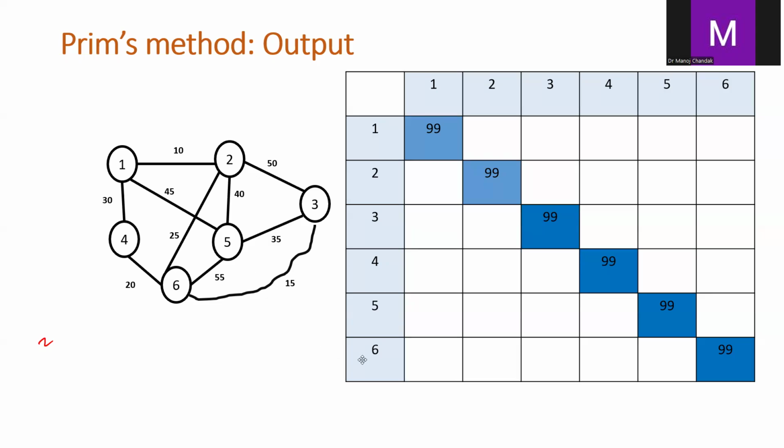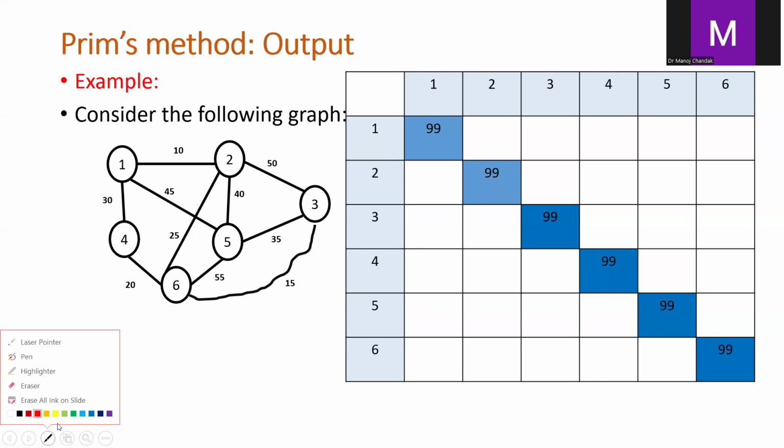Hello everyone, in this video I will explain how to construct the intermediate data structures which are used in designing the solution for minimum cost spanning tree using Prim's algorithm. This graph is of 6 vertices. So first step is to just draw a blank 6 by 6 matrix and put all the diagonal elements as 99. Okay.